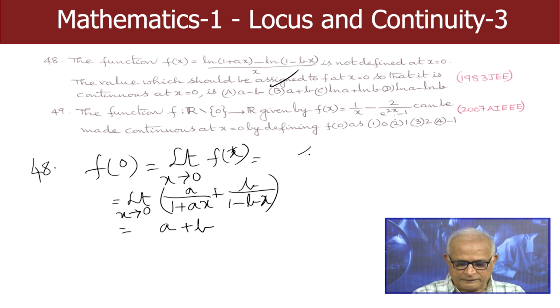Next 49. Function f is defined on the entire real line except at x equal to 0. The domain of f is r minus singleton 0, set of all non-zero reals. And the formula defining rule for f is given by fx equal to 1 by x minus 2 by e power 2x minus 1. Now this function can be made continuous at x equal to 0. That means removable continuity అంటారు అన్నమాట.